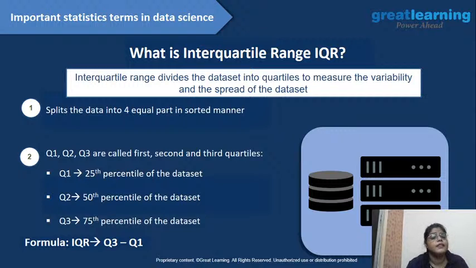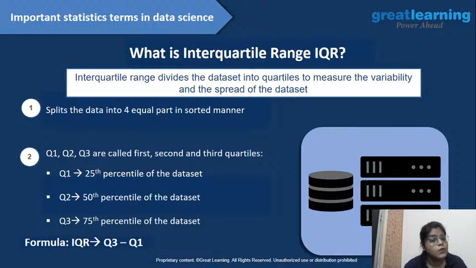Now we will talk about what the interquartile range is. The interquartile range divides the dataset into quartiles to measure the variability and the spread of the dataset. Now if we look at what we have talked about, the missing values, the outliers, and now the interquartile range, all of these we use to understand our data in a more perfect way. If you know what the outliers are and which particular columns have them, it gives you a proper idea about your dataset.